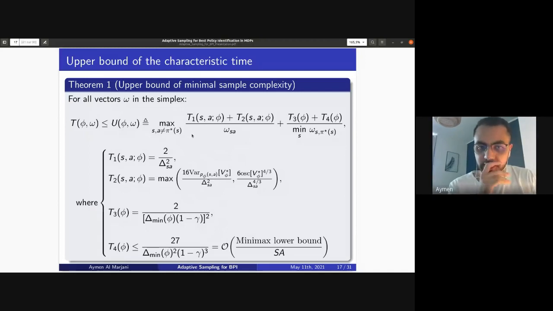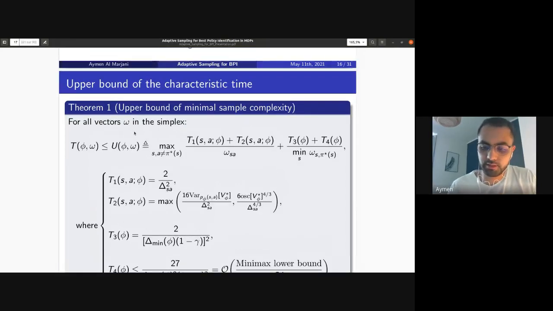Is it clear by now, the upper bound and the terms? If it's clear, I will move on.